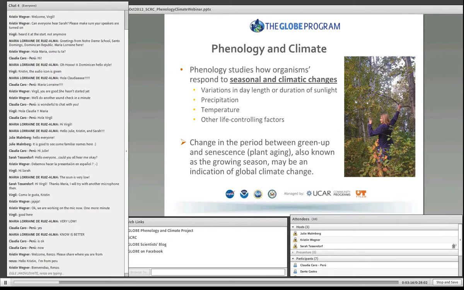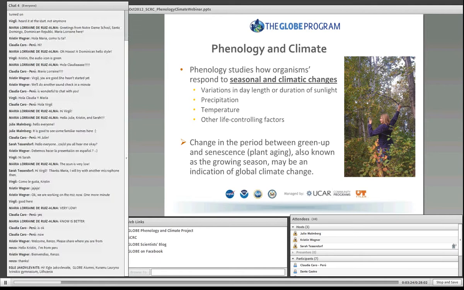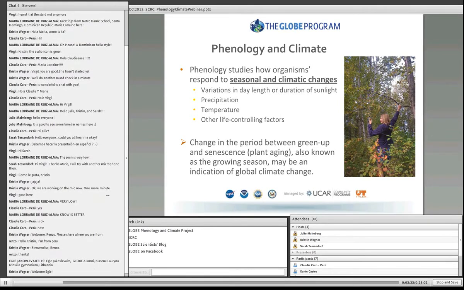An example would be the length of the growing season. The period of time between green up and senescence, senescence being the time that plants age and start to decay and die off, is known as the growing season. And if the length of the growing season is changing over time, that might be an indication of global climate change.